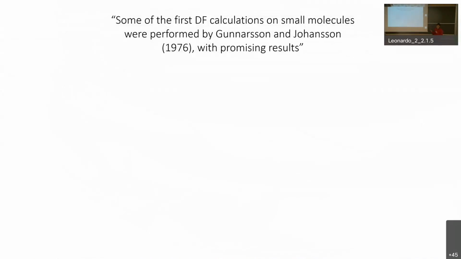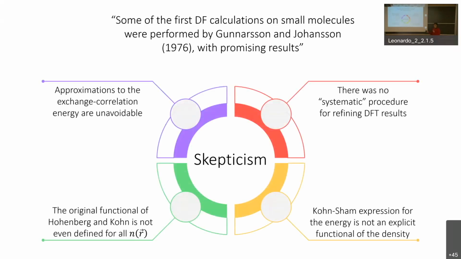Even though the first steps of DFT were made in the 1930s, the first density functional calculations were performed only more than 40 years later, in 1976. And this is because at the time there was a lot of skepticism, and for convincing reasons. For example, approximations to the exchange correlation energies are unavoidable, and their usefulness can only be assessed by trying them out. In addition, there was no systematic procedure for refining DFT results.